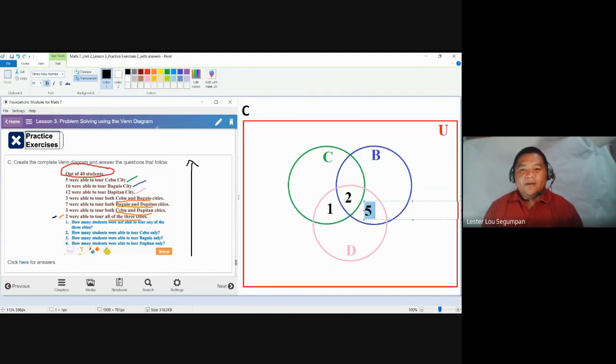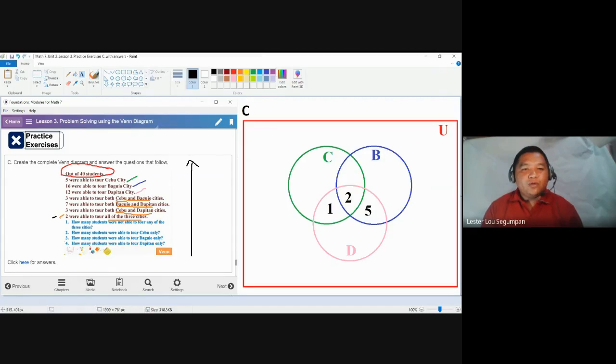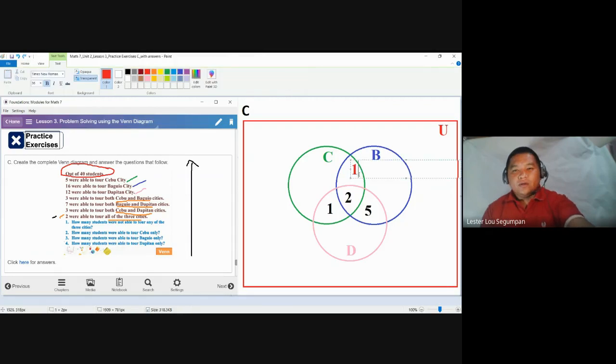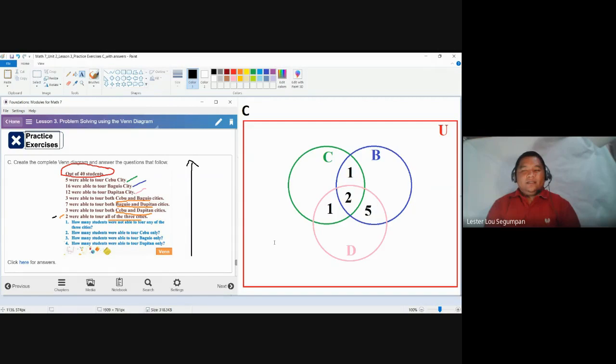Next, three were able to tour both Cebu and Baguio. The area for Cebu and Baguio is this area here. We already have two, and we need three, so we only need to place one. After that, relax. Don't hurry. It's not good to rush things here. It may take time. You can develop your speed if you practice from time to time.